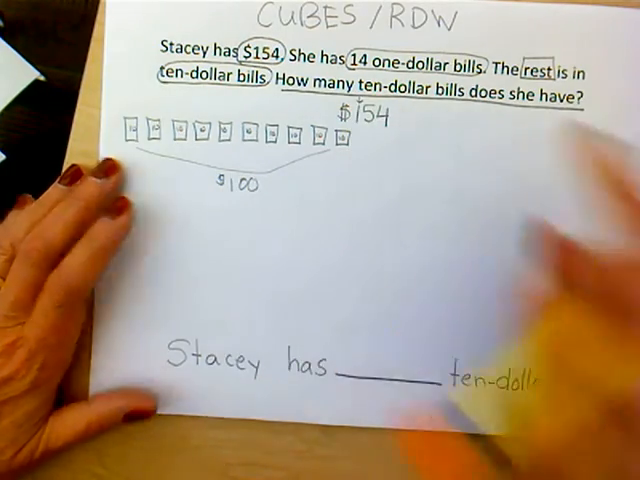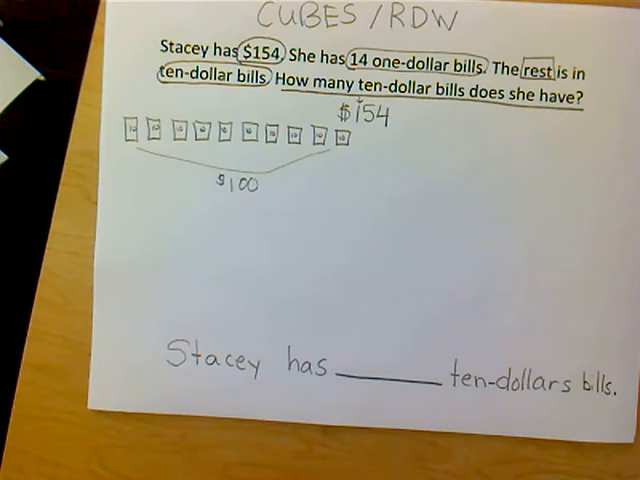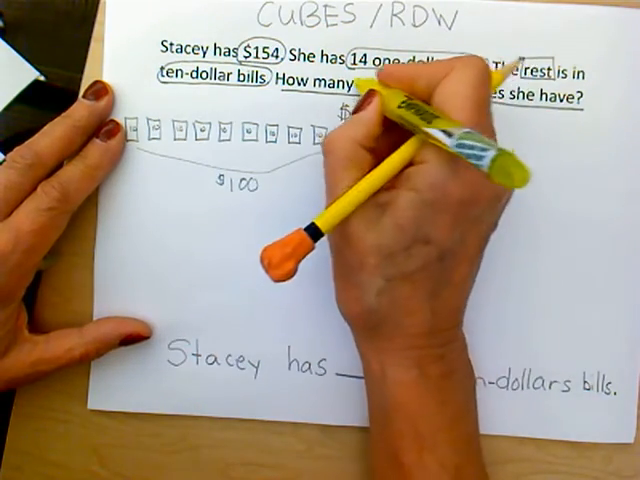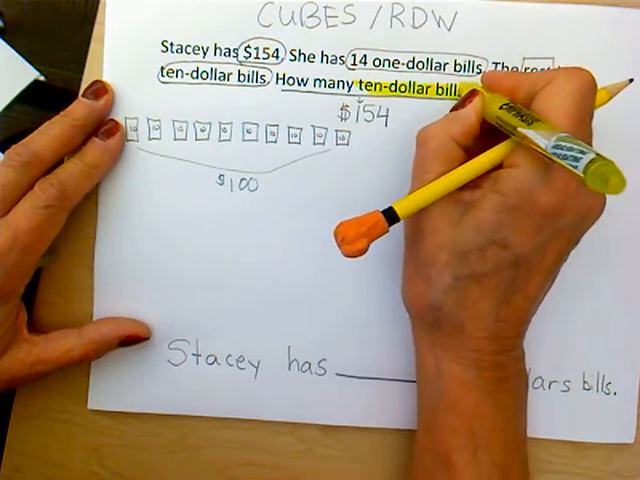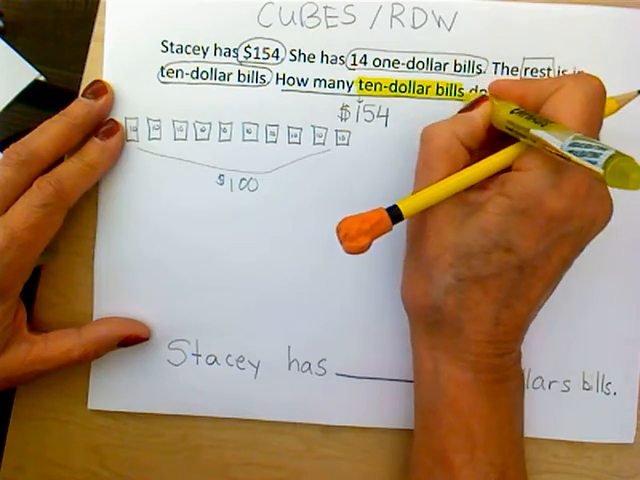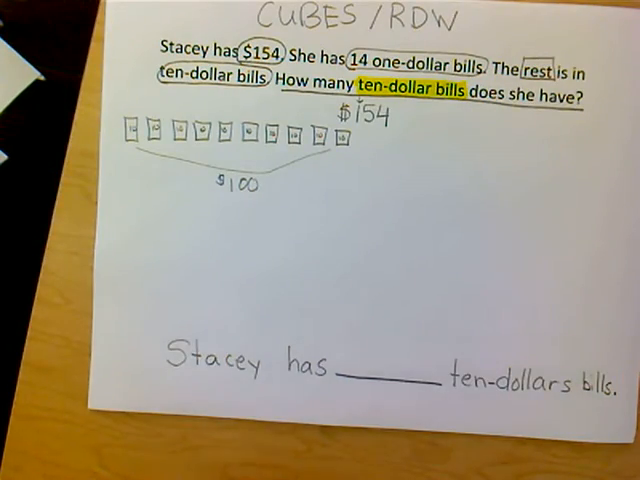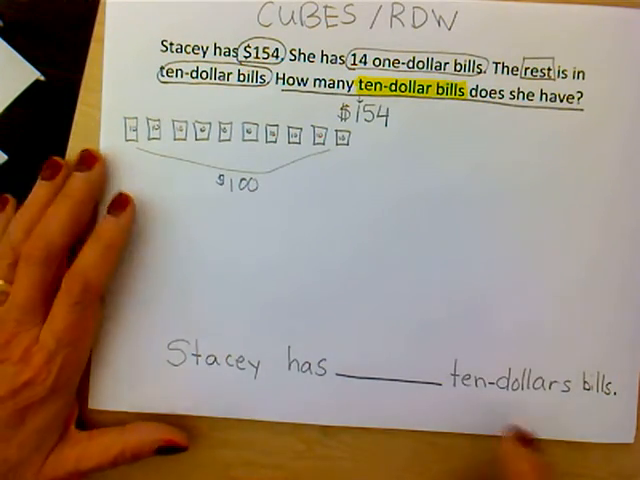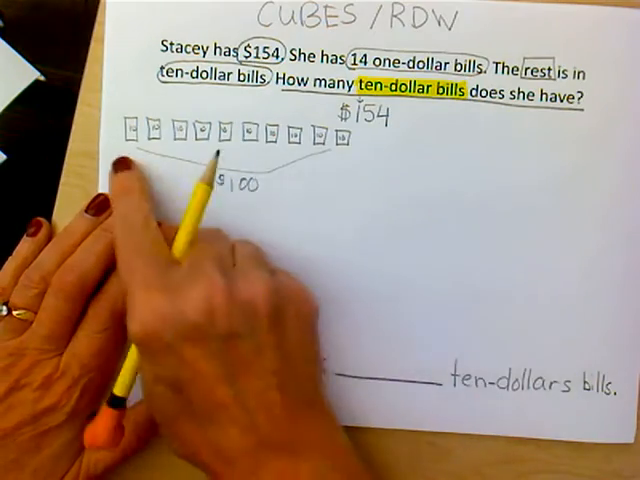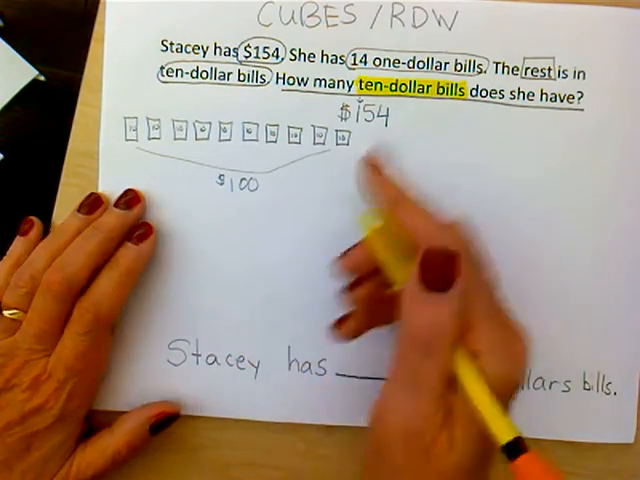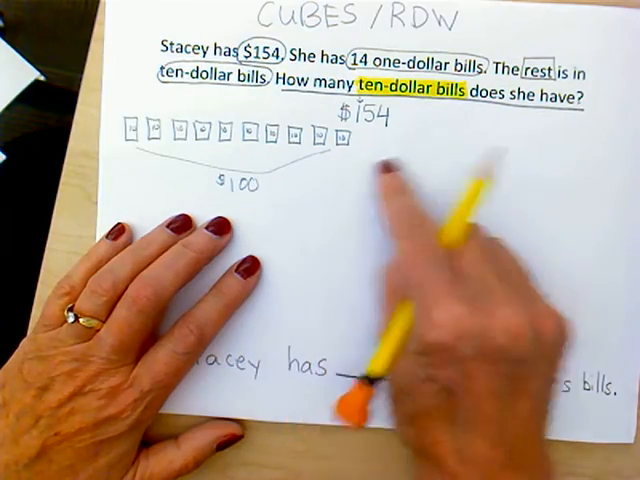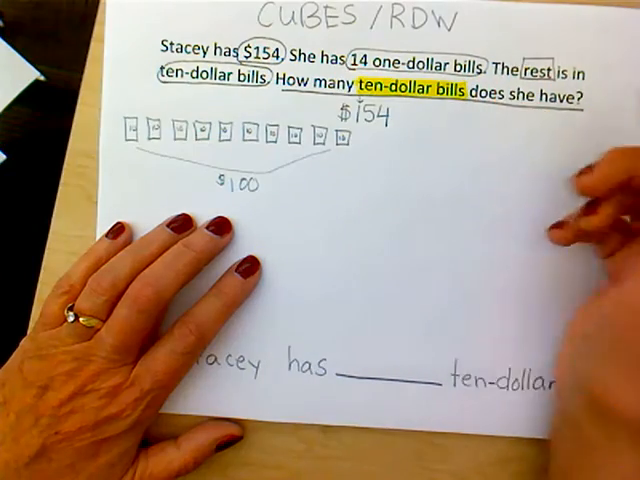Because I'm trying to find out how many $10 bills she has, and I'm just going to highlight that, because when I've been working this problem, that's what I kept forgetting: I don't get to exchange anything. I'm just trying to find out how many $10 bills. So far, I know that she's got 10 $1 bills. Now let's take a look at these 14 $1 bills.